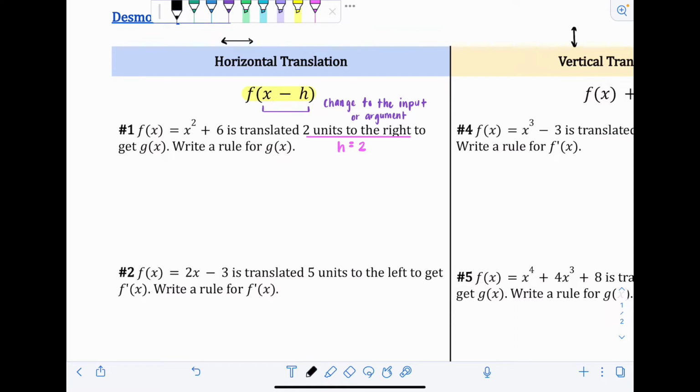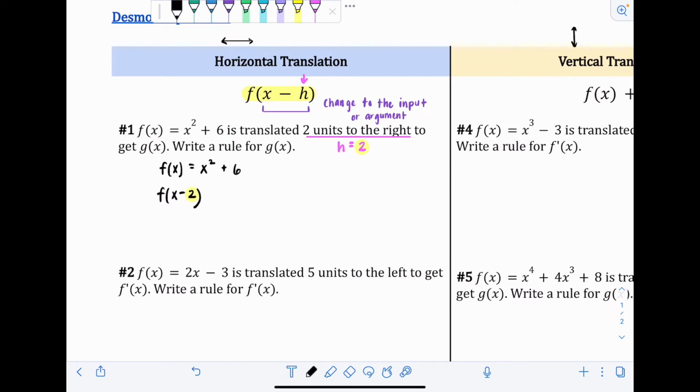So I'm going to rewrite the function down here. The original function is f of x equals x squared plus 6. And then for f of x minus h, I have to take my h and put it in here. So instead of regular f of x, I would write it as f of x minus 2 in this case because h is 2. Remember that the minus is already there.